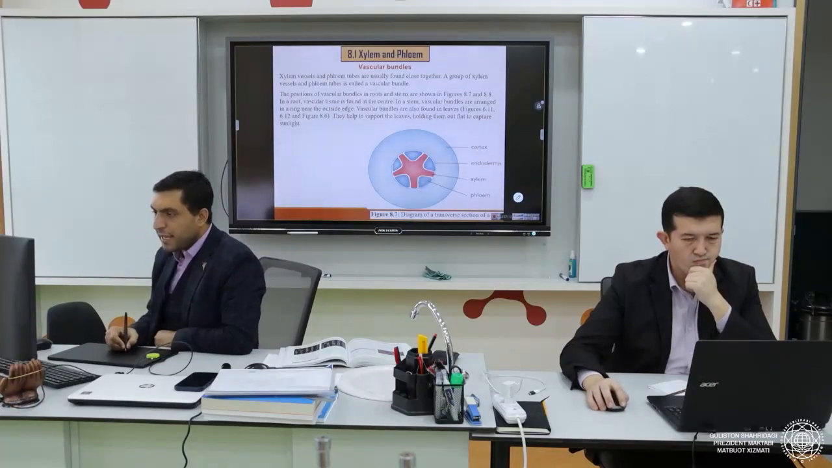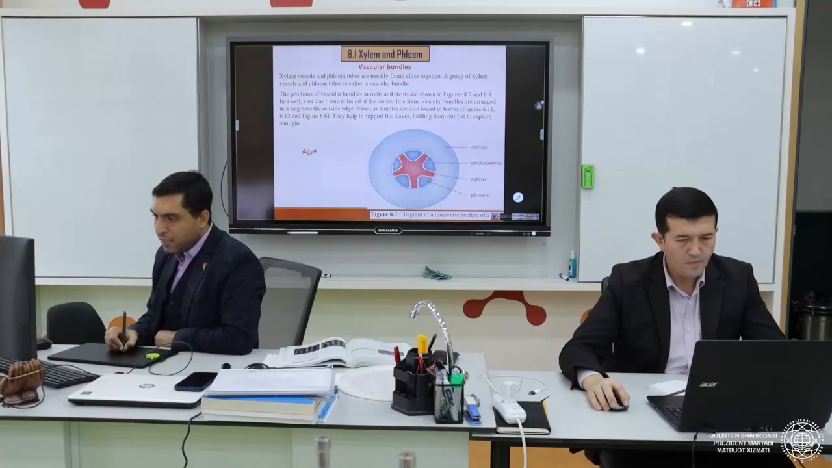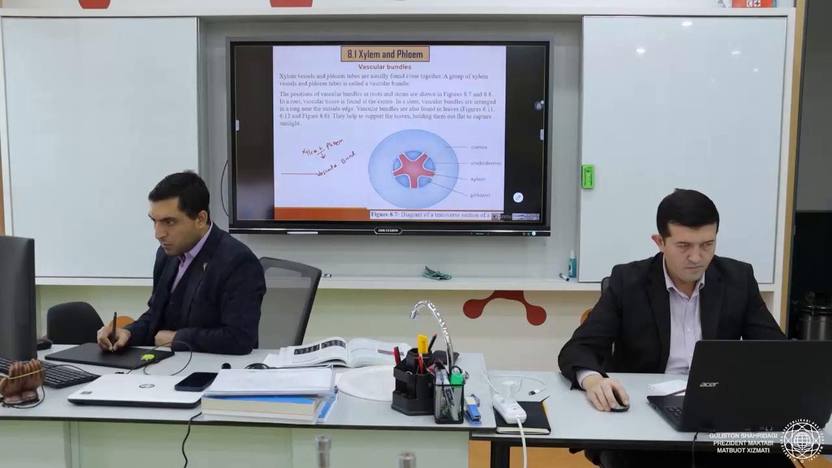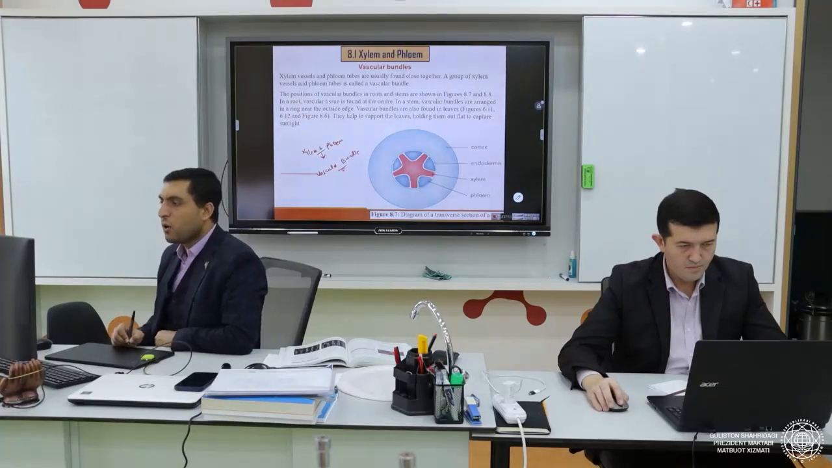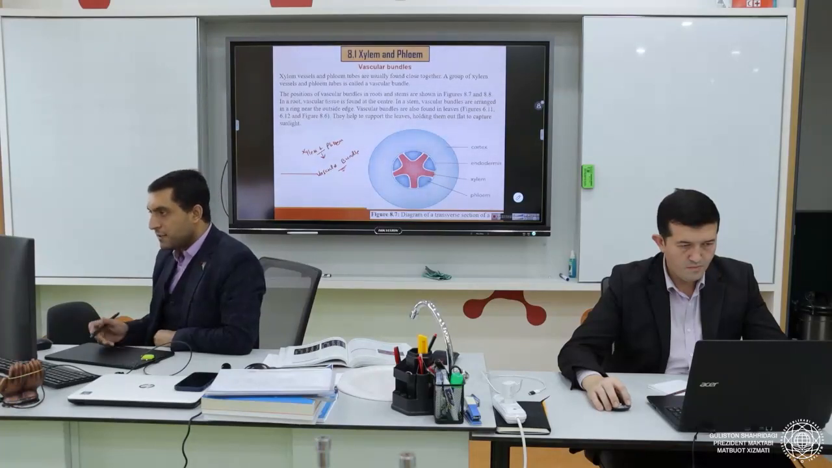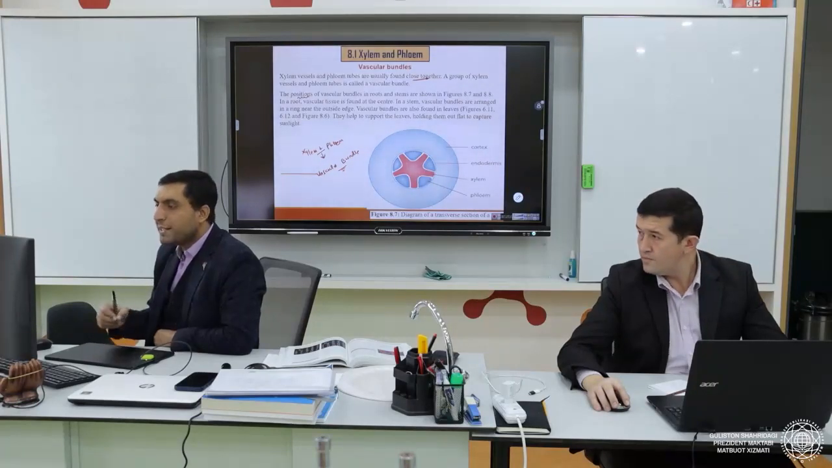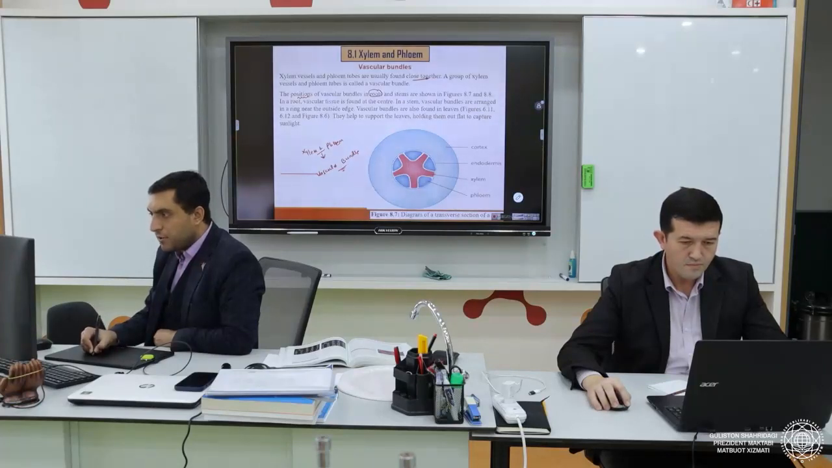And when we talk about xylem and phloem together, we call it a vascular bundle. Together, xylem and phloem we call a vascular bundle. They are basically present together. They are found close together. A group of xylem and phloem is called a vascular bundle. But you know the position. Position means where they are located. It is different in roots and in stems.